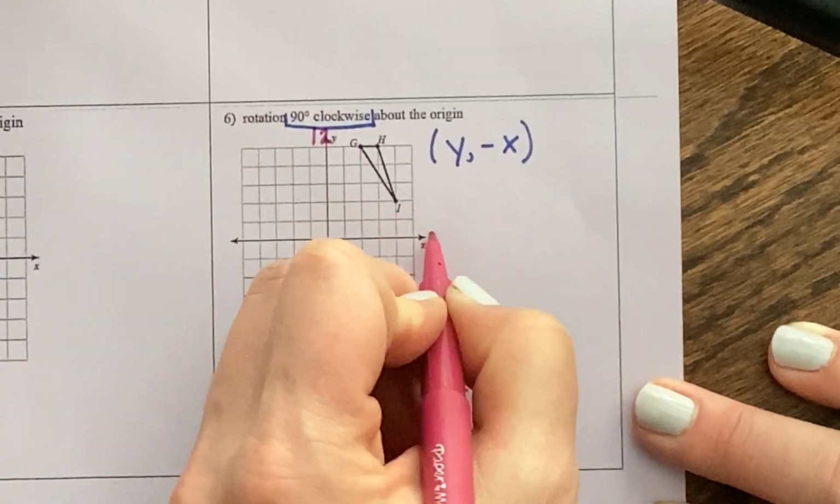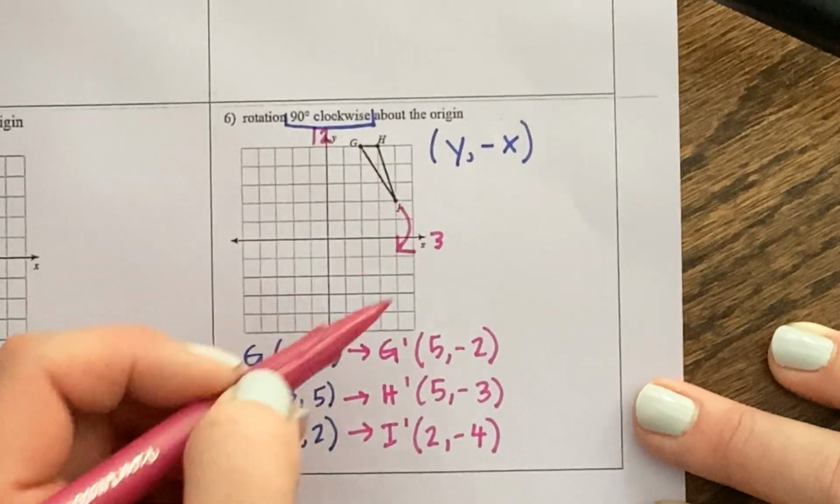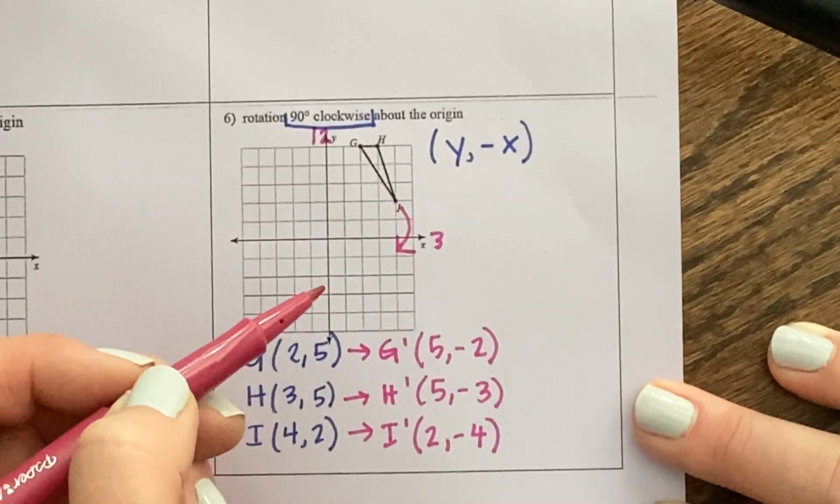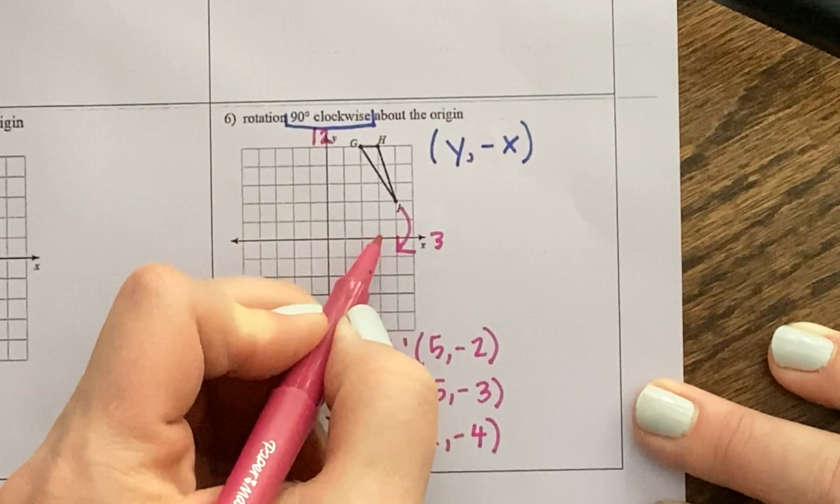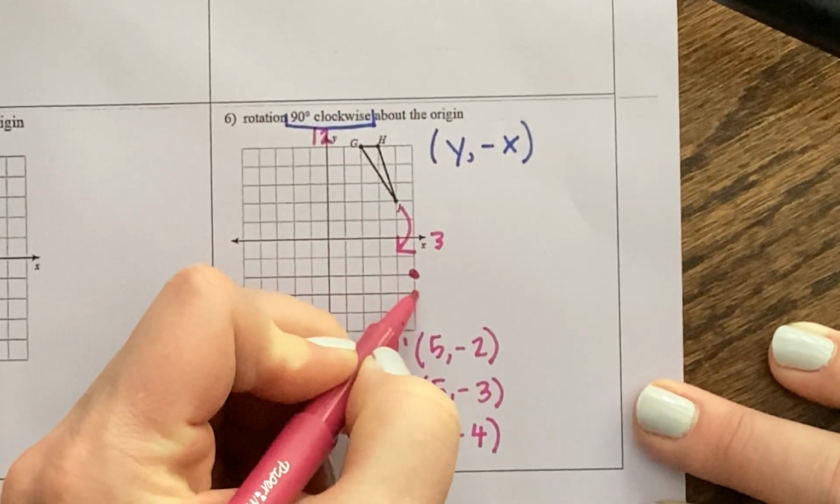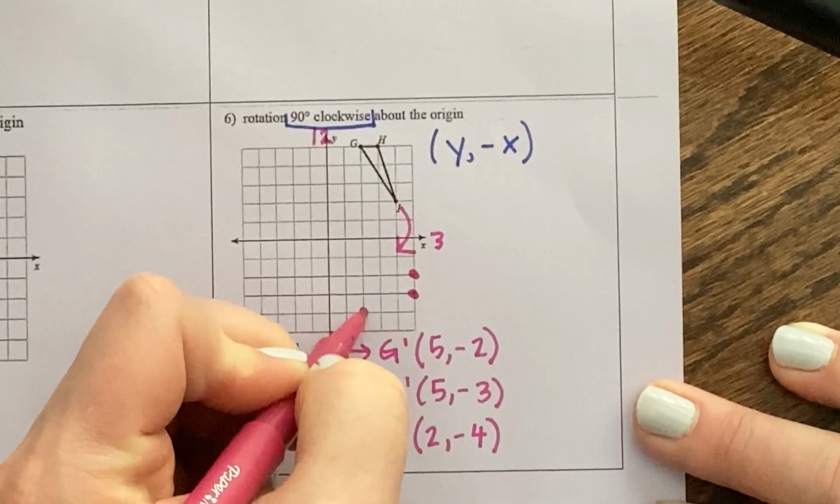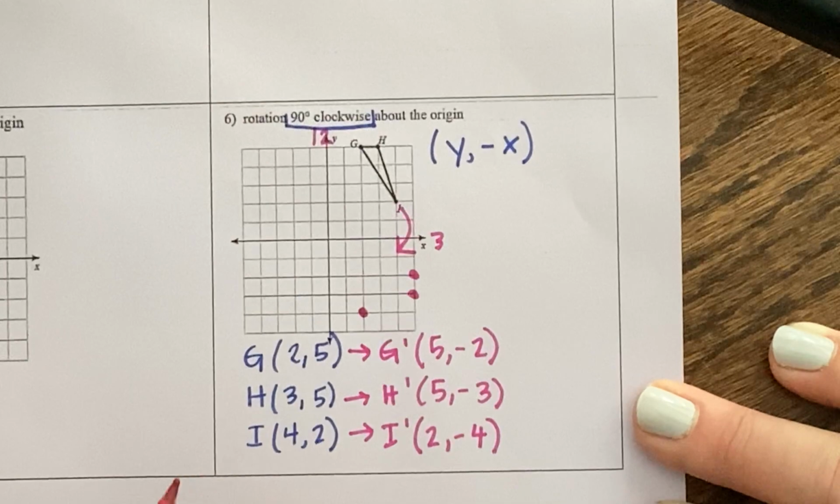Again, here's 12, here's 3. Oh, clockwise is this direction. I should go from this quadrant into this one. Let's make sure it lands there. 1, 2, 3, 4, 5, -2. 5, -3. 2, 1, 2, 3, 4. We went to the correct quadrant.